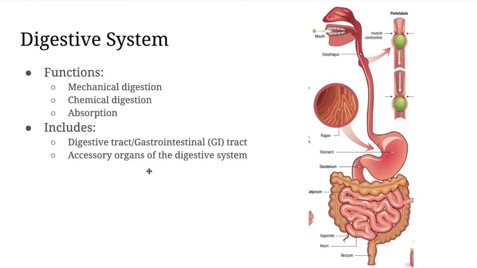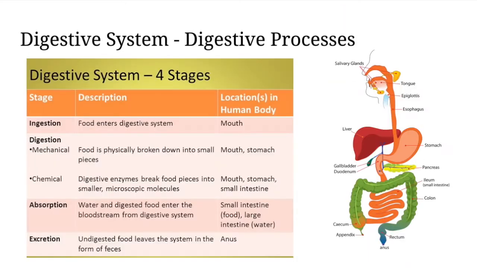Other than that, we have the accessory organs. Those are going to just help out the different stages of digestion. So in your mouth, you would have teeth and salivary glands. You would also have the liver, the gallbladder, and the pancreas that are not shown here. Those are not part of the technical tube from the mouth to the anus, but they're connected in some way and they help out with digestion.